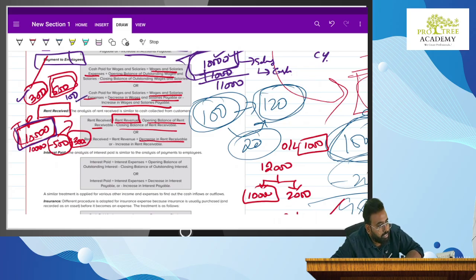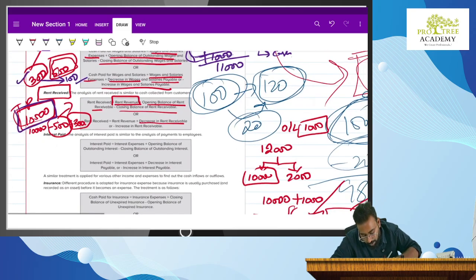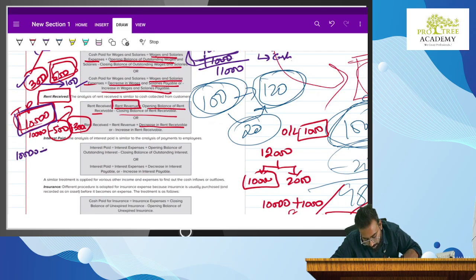But understand one thing. Look at the track record. Last time 300 was receivable. This time only 100 is receivable. Correct or no? That means more and more cash is coming inside to me. Should I be happy about it? Answer is yes. So whenever there is a decrease of rent receivable, it is nothing but I am happy. I have collected more cash. Simple logic. 10,000 plus 300 minus 100. Correct, sir?